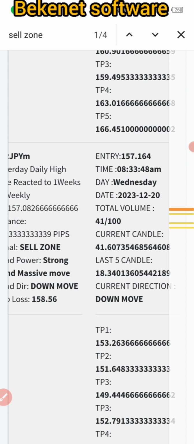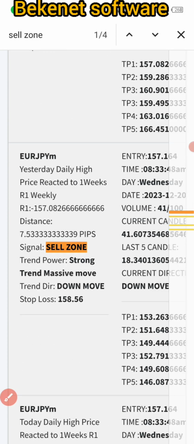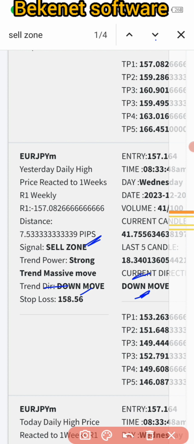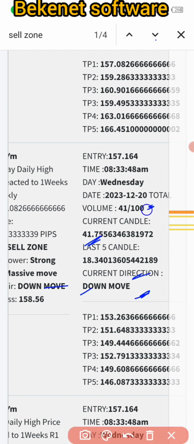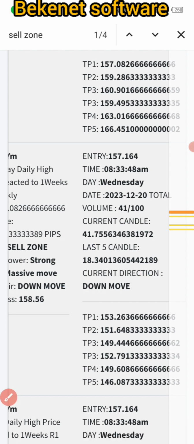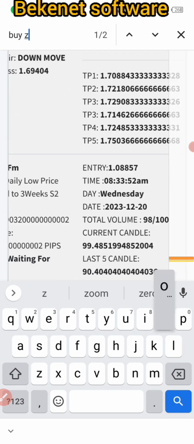You understand? Let's take it again. You have your sell zone. You have your trend direction, which is down move. You have your current direction, which is down move. You understand? Your total volume must be over 100. Why a buy zone? This is a complete system. Buy zone.